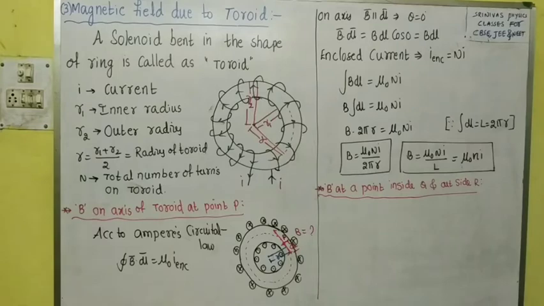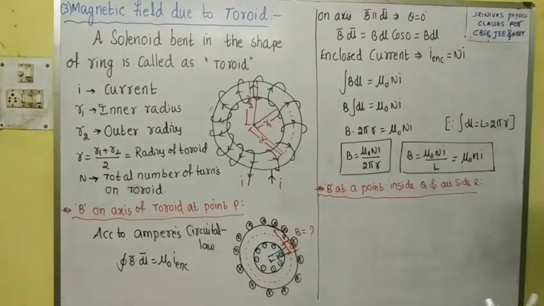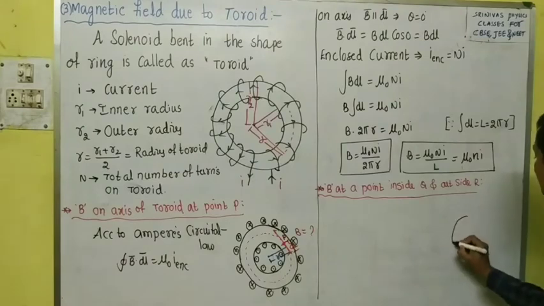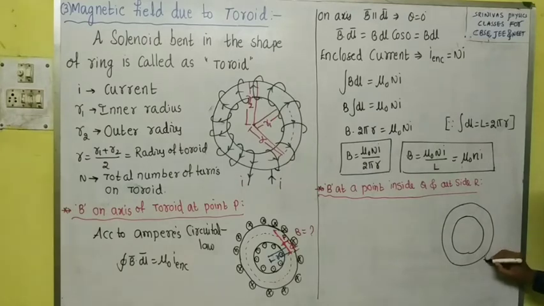Okay, I am going to continue. I want to derive the B formula outside and inside. Look here, this is a solenoid, which we already know. If the solenoid is bent in the shape of a circle, then we get a toroid. This is the toroid.